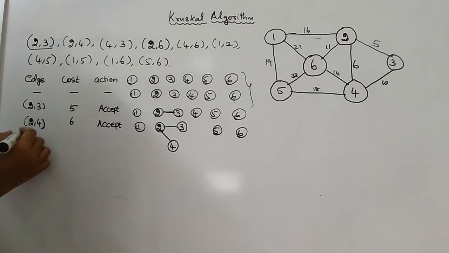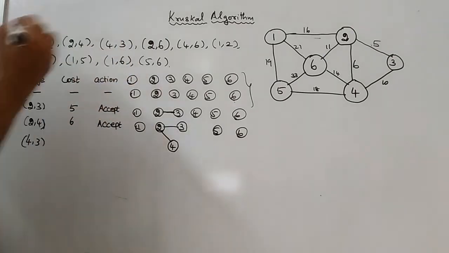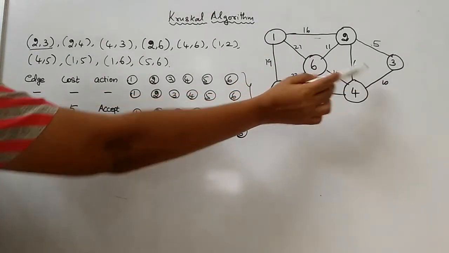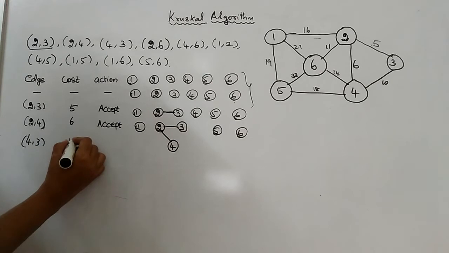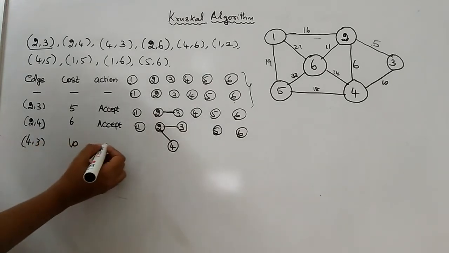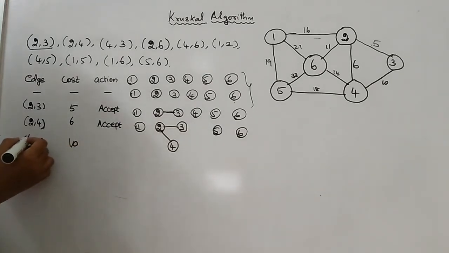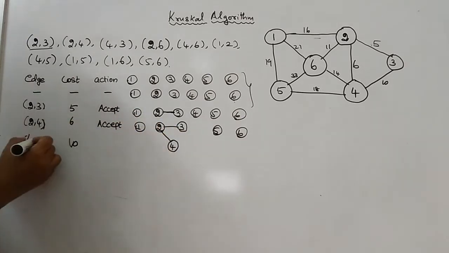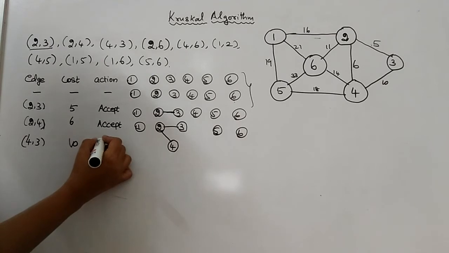Next you can take the edge 4 comma 3. For 4 comma 3 the weight is 10. You just see here, the action to be carried out is that 4 is already covered here and 3 is also already covered here.